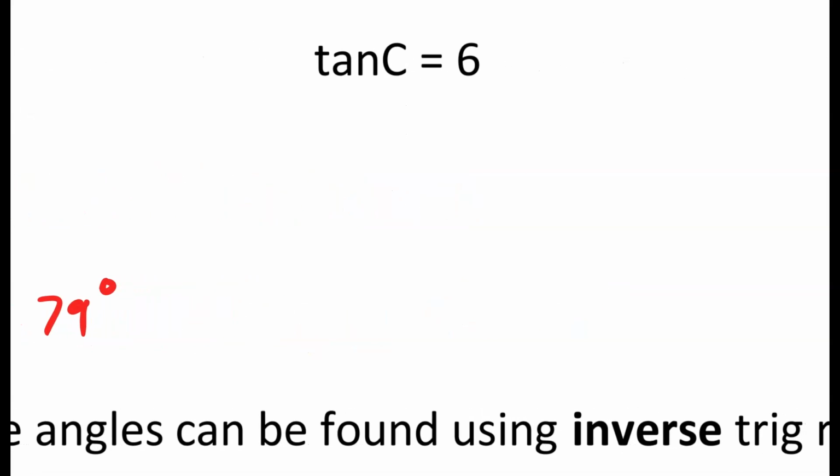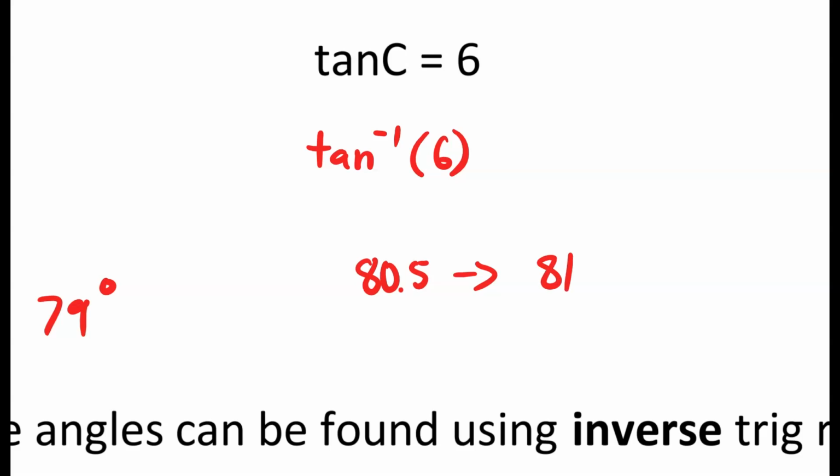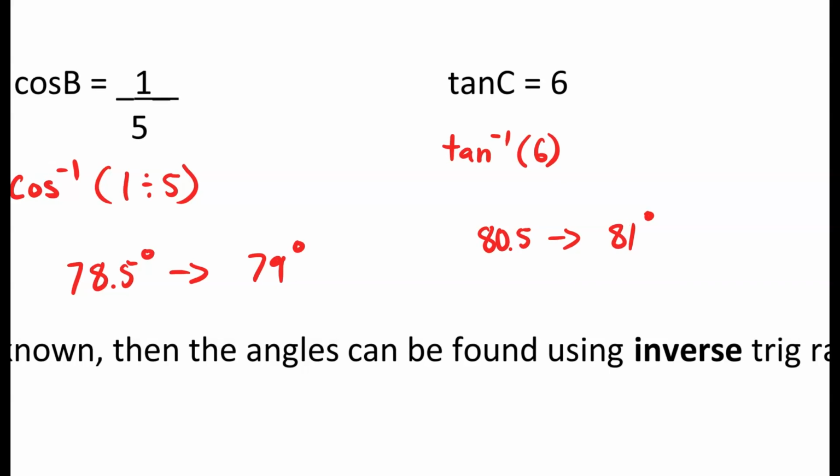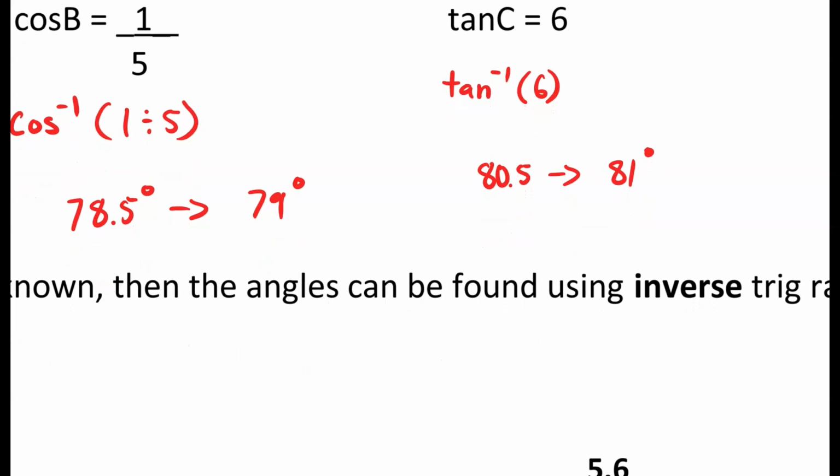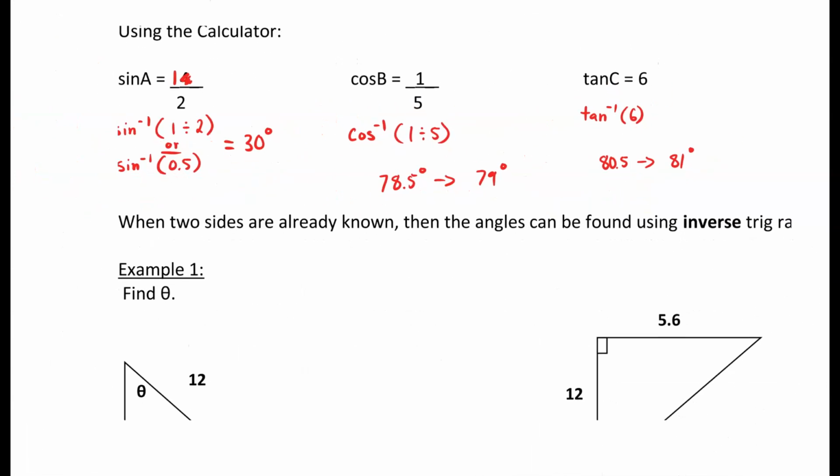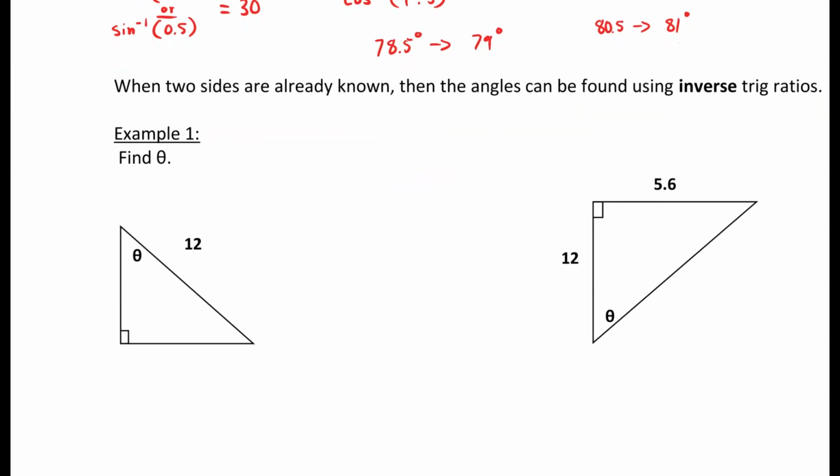Now we have tan C of 6. So we want to do tan -1 and 6, and we're going to get an angle of 80.5, which will turn into 81 degrees as the final answer. Now remember, degrees is our unit for this, so make sure that is included in your answer.